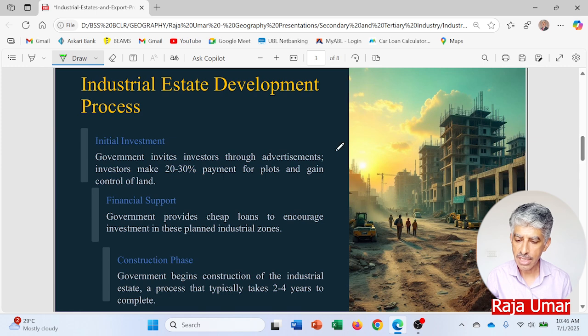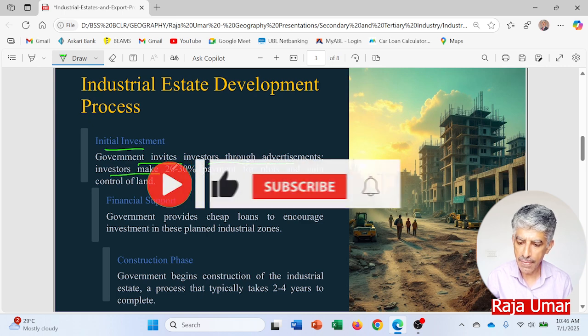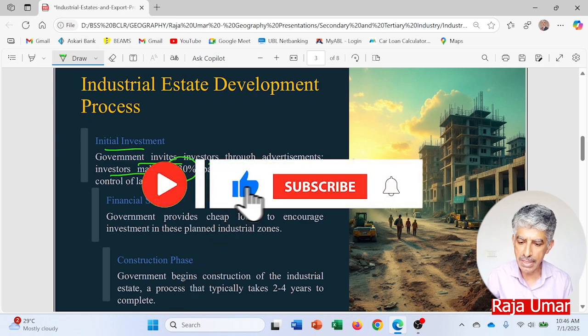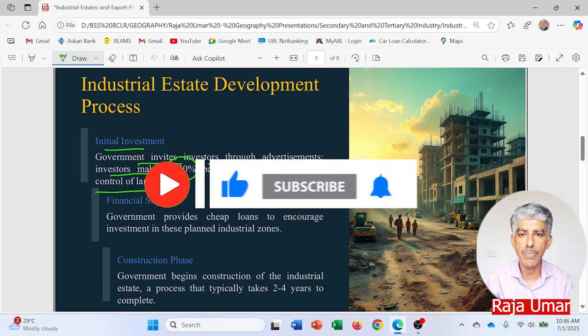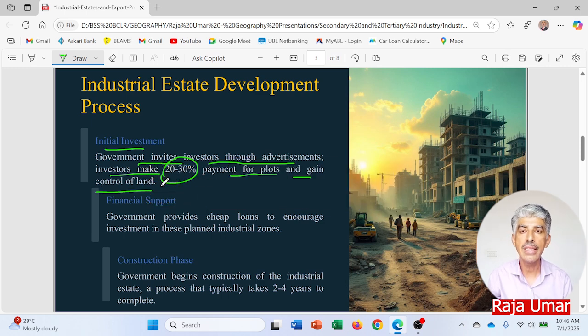Industrial estates development process, how they are developed. Initial investment, government invites investors through advertisements. Investors make 20 to 30% payments for plots and gain control of the land. They get the possession of those plots, and then they can start building up the infrastructure, the building of their industry, whatever industry they are going to establish. They can start the construction after paying 20 to 30% land cost.